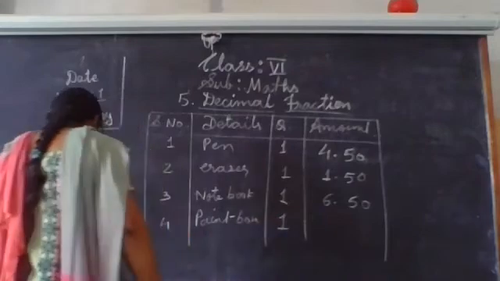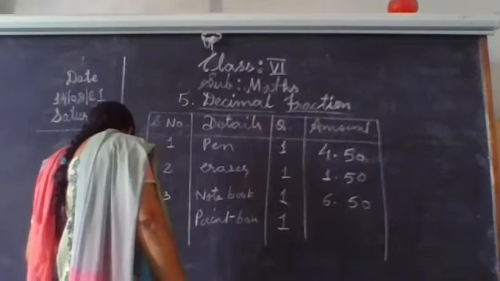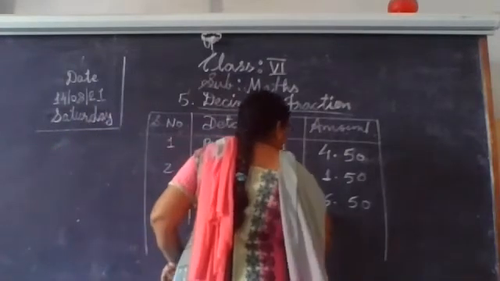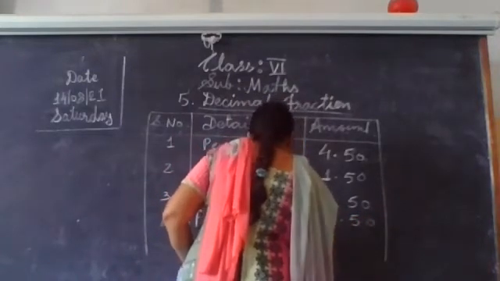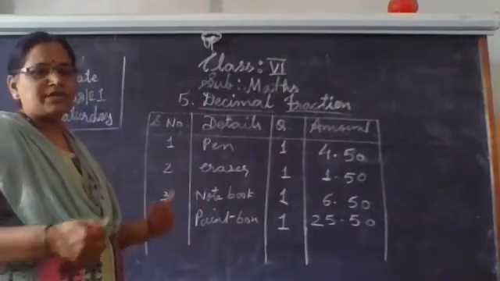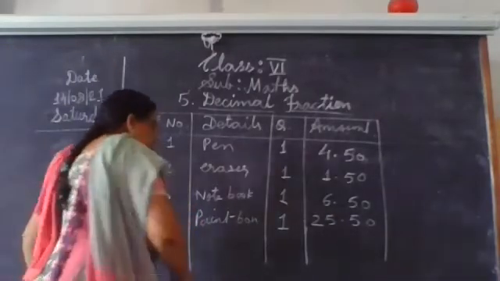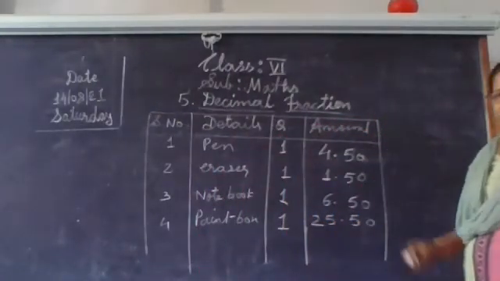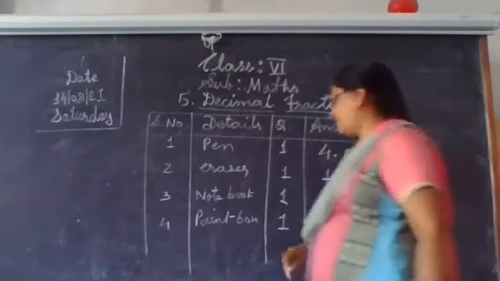One quantity. And the cost of one paint box is 25 rupees and 50 paisa. Okay. And he gave a 100 rupees note to the shopkeeper. So how much money will he get back? So for that, what should we do? First, we will add all this amount and then we will subtract the total amount from the 100.